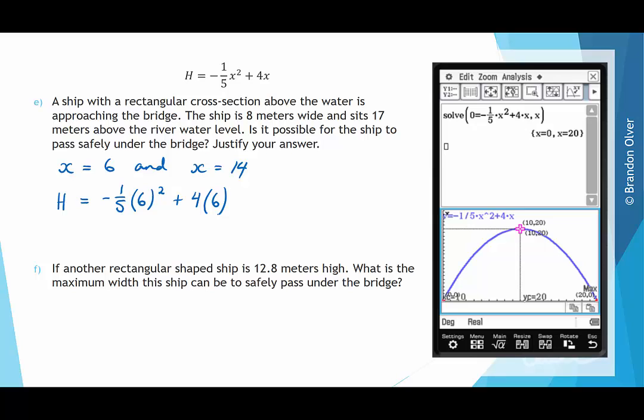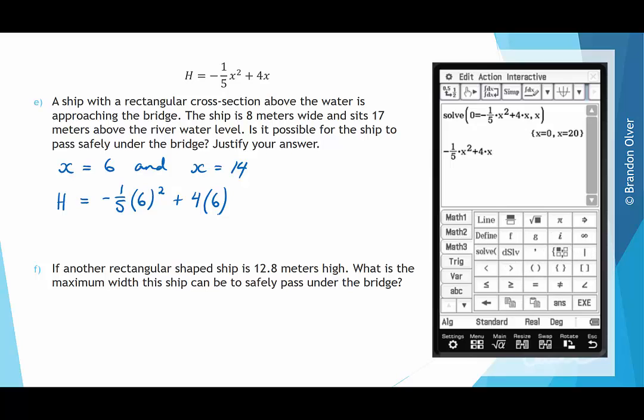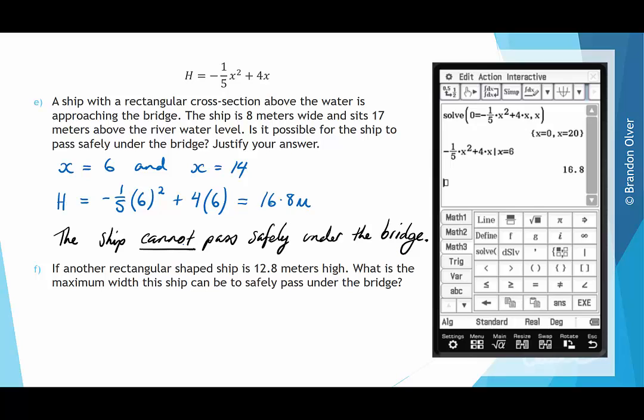Next on the CAS calculator, we want to evaluate this rule when x is equal to 6. So we can drag this rule down, and instead of replacing x with 6, we can go into the keyboard and into Math 3 and use this straight up and down line, which says given that, and we can put x is equal to 6, and it will replace x with 6 for us. So if we hit Execute, we find that that is 16.8. And that equals 16.8 metres. So because the ship is 17 metres high and the bridge only has a clearance of 16.8, the ship cannot pass safely under the bridge.